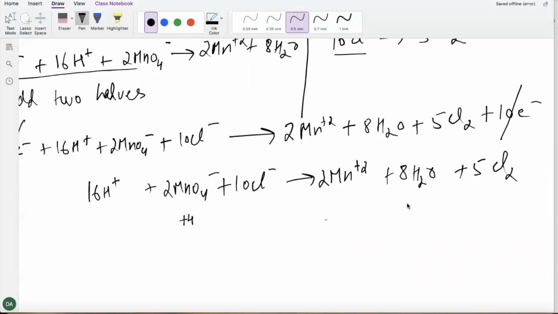What's the charge on the right side? Plus 4. And you see that matches. So it's not just the number of atoms that are matching, but the charge also matches. This is why this is called a balancing redox equation, where you balance the charge and the number of atoms. That's what it's doing here.